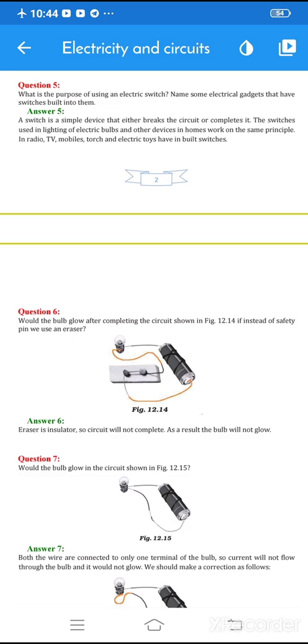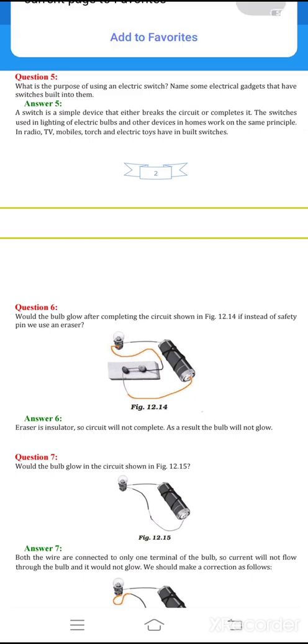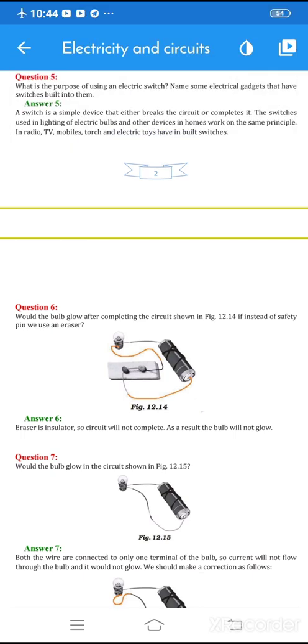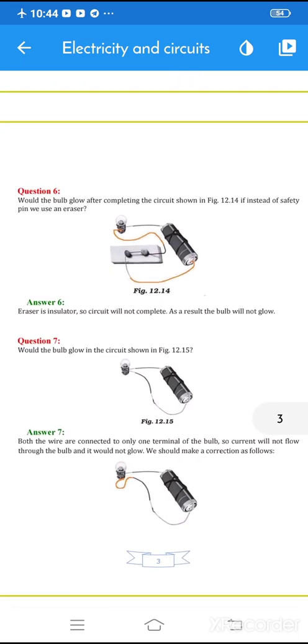Then where are they used? They are usually used in radio, TV, mobiles, and some electrical toys. They all have inbuilt switches in them. Now let's go for question number 6 here.